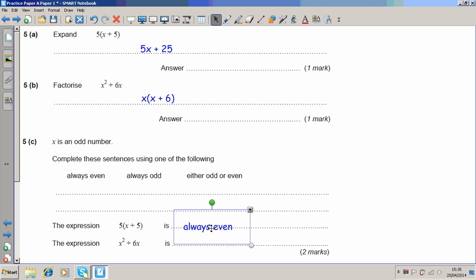If you're not sure, do a few examples. Try 1, try 3, try 5, try 9, try any odd number, and you'll find that they're always even.